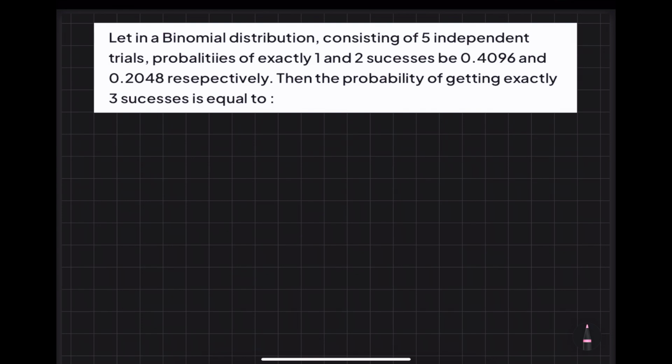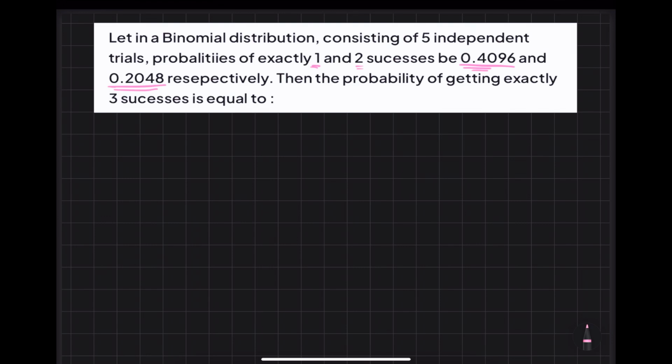So, we got a wholesome new problem which says: let a binomial distribution consist of five independent trials. The probability of exactly one and two successes be this and this respectively. So the probability of exactly one success is this, and the probability of exactly two successes is this. Then the probability of getting exactly three successes is equal to?